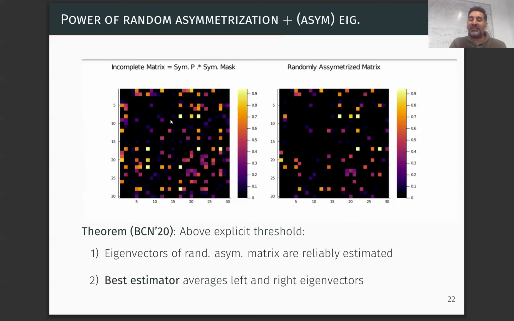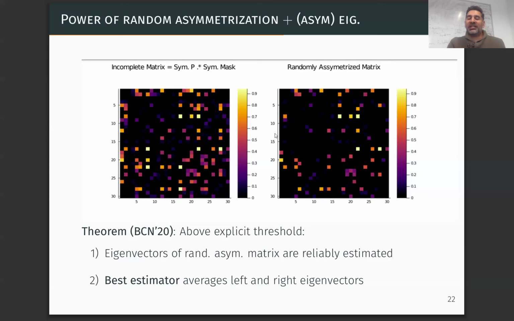Okay, so visually what I have in mind is something like this. I have on the left-hand side the original incomplete symmetric matrix. I'm breaking the symmetry by either taking an element on the top or the bottom. So essentially I'm doing that symmetry breaking and converting a symmetric problem into an asymmetric problem, right? That's the origin of this asymmetric SVD idea: you break symmetry intentionally, but in a randomized way. If you now compute the eigen decomposition of this randomly asymmetrized matrix, what we were able to prove is that above a certain explicit threshold, as in a signal detection threshold, the eigenvectors of this random asymmetric matrix will be reliable estimates of the original low-rank eigenvectors.